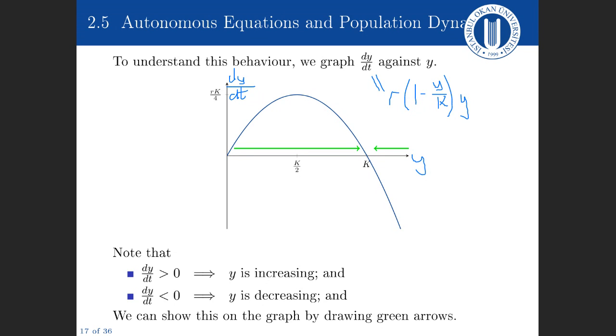What can we note from this graph? We can note that, because if dy/dt is strictly greater than 0, y is increasing, and because if dy/dt is negative, that means y is decreasing, y must be increasing between 0 and k. y must be decreasing if y is greater than k. We can show this on the picture by drawing green arrows.